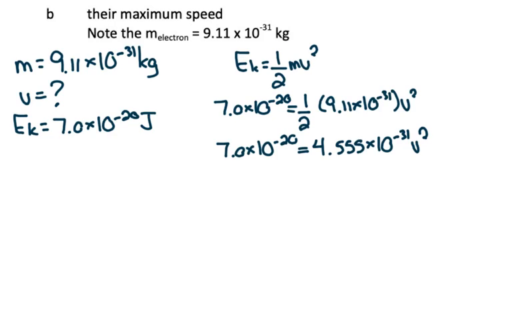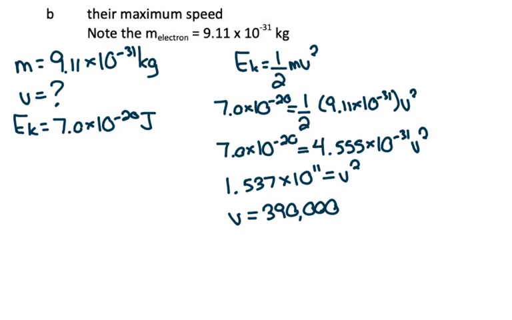Solving for v, we need to divide both sides by 4.555 times 10 to the minus 31. When we do that, we get 1.537 times 10 to the 11th, equaling v squared. Taking the square root of both sides and going to 2 sig figs as this being the final answer, we get that v equals 390,000. This is a speed, so it's measured in meters per second.